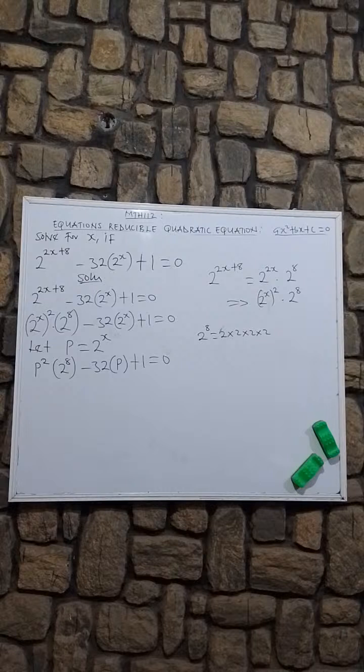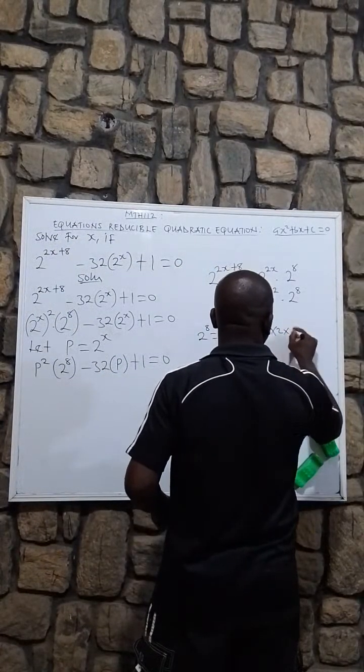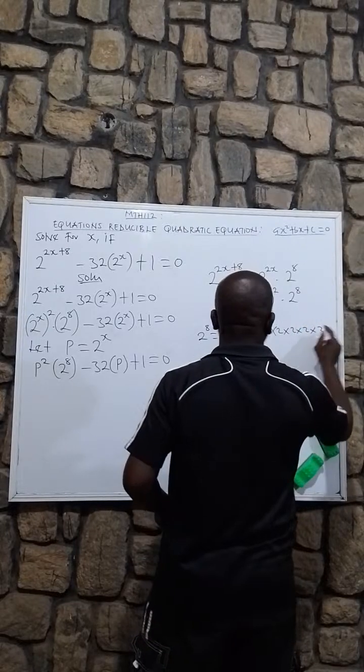Somebody should type the answer. 2 times 2 times 2 times 2, to 8 places. No, louder. Not 16. 2 times 2 into 8 places: 1, 2, 3, 4, 5, 6, 7, 8.